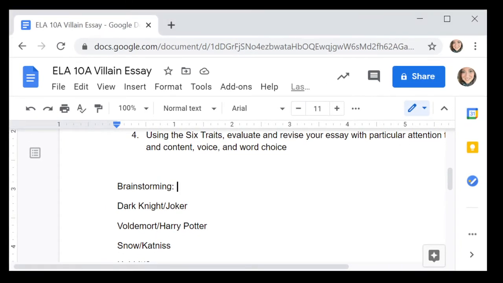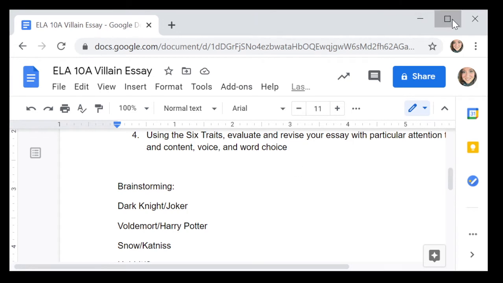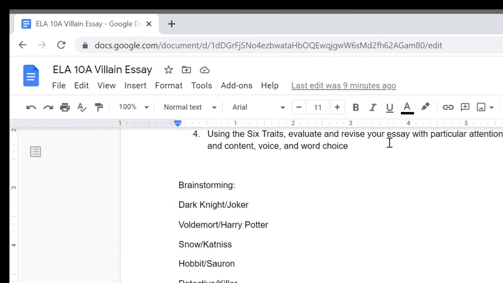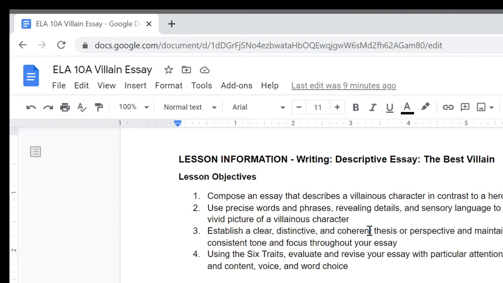So, we have this shared document. There we go. And we had printed off our prompt from Edgenuity last week, and we know we're writing a descriptive essay, and a descriptive essay uses very specific word choices to help paint a picture of a character. So we're going to compose an essay that describes a villainous character in contrast to a heroic figure. We're going to use precise words and phrases, revealing details, and sensory language to convey a vivid picture of the villainous character. That would be the section of word choice when we talk about the 6 traits.